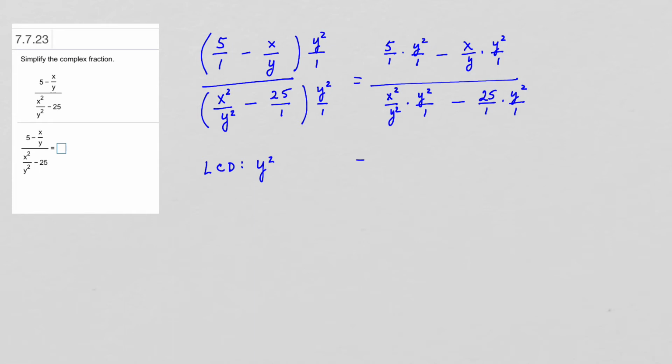Okay, so now we can do our simplifying. 5 over 1 times y squared over 1 is just 5y squared minus, and y and y squared cancel and make a y. So I have x times y.